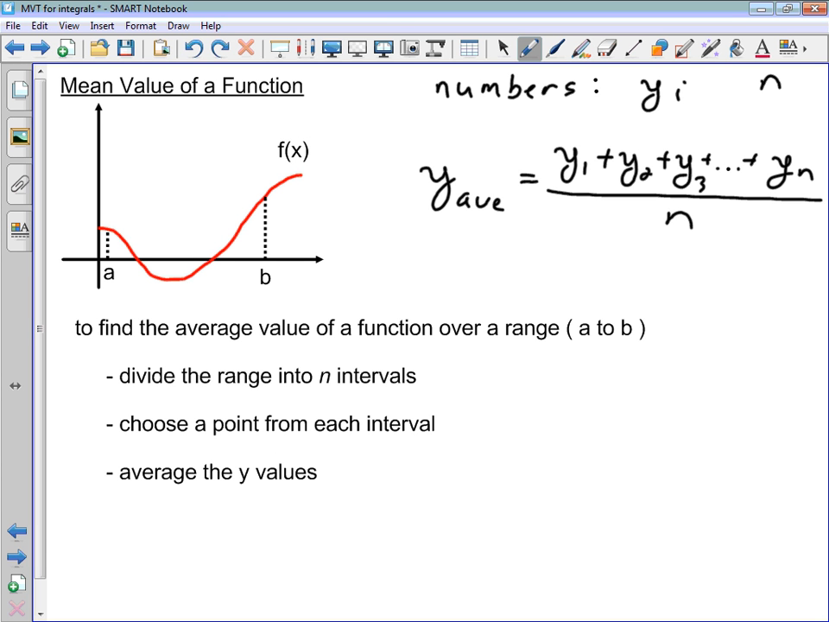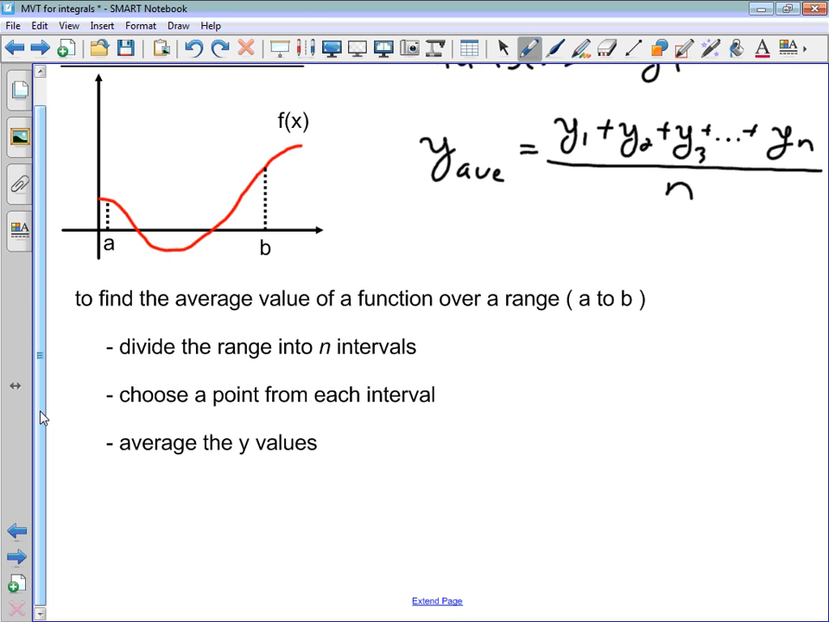So if we want to find the average value of a function over a range, we do kind of the same thing. We're going to divide this range up into n intervals. We're going to choose a point from each interval, and then we're going to average the y values of all of these individual points. So how wide are our intervals going to be? Well, just like we did when we were dividing these things into rectangles, we can use delta x equals the endpoint minus the starting point, divided by the number of intervals, our usual width for our little intervals here.